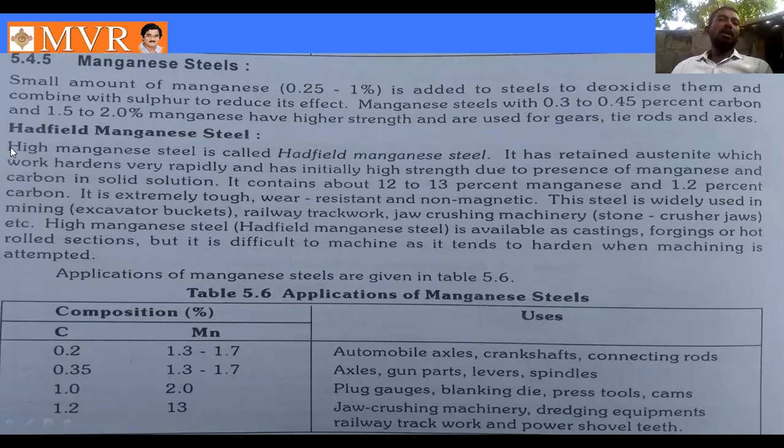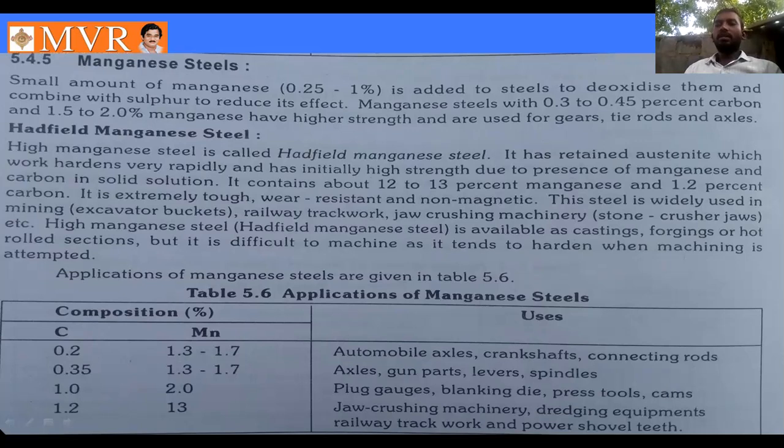Another manganese steel is Hadfield manganese steel. High manganese steel is called Hadfield manganese steel. It has a higher manganese percentage, but the carbon percentage is low. In the earlier steel carbon is 0.3 to 0.45 and manganese is 1.5 to 2.0, which makes the steel high strength. Steel with more than that amount of manganese we call Hadfield manganese steel.